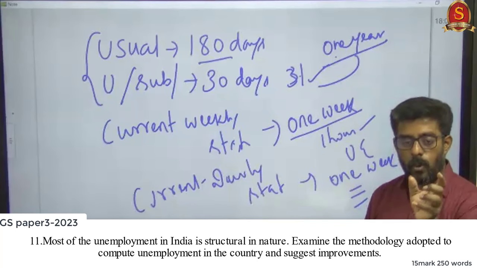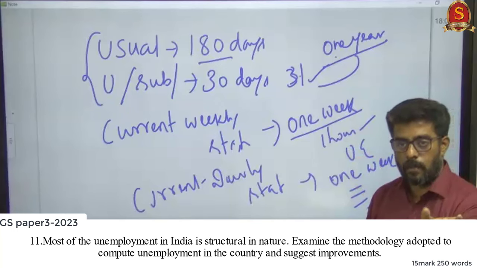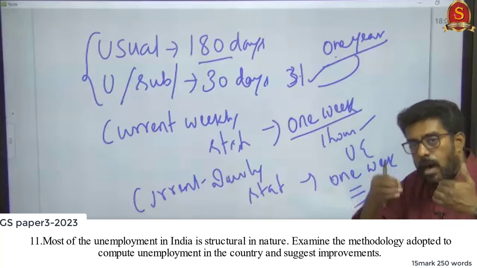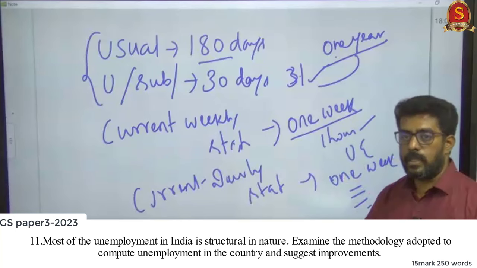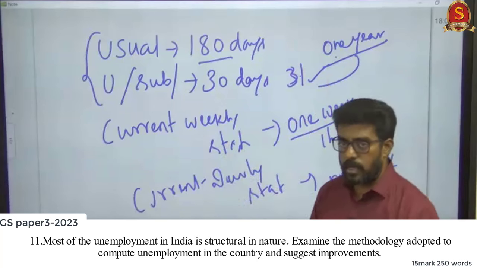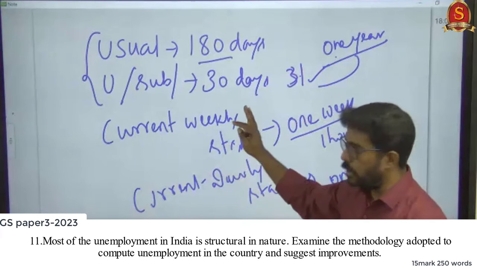So one day of more than 4 hours means full day work, and less than 4 hours means half day work. In this angle, we take into account the number of hours worked on a particular day. So these are the three basic approaches which we follow. Based on this only, we find whether a person is employed or unemployed.